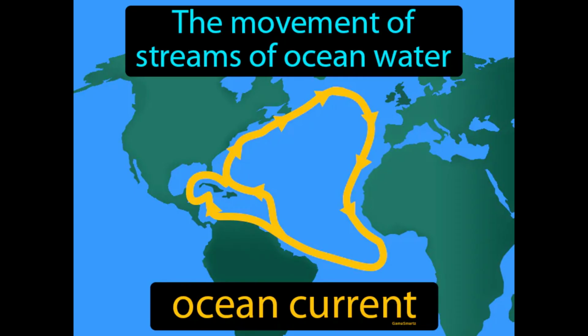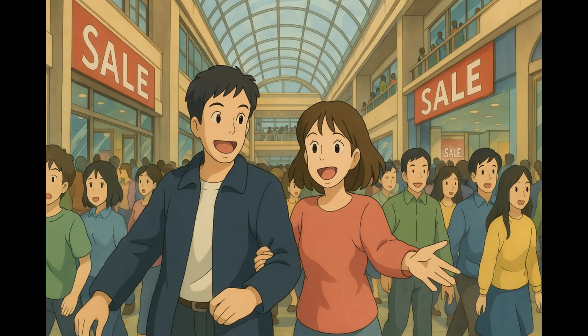The movement of streams of ocean water. Ocean current. Ocean current is the continuous flow of water in the ocean, driven by wind, temperature, and salinity differences. Imagine trying to navigate through a crowded shopping mall during a big sale, where everyone seems to be moving in different directions, but there's a general flow guiding the crowd.